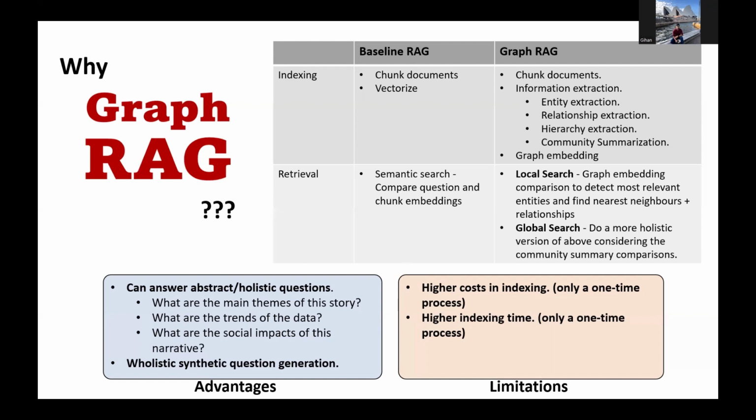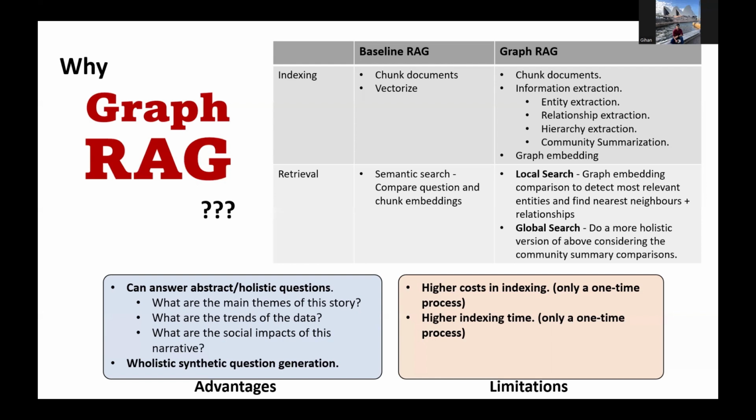Next, talking about the advantages and limitations. With GraphRAG, the main advantage is the global search approach, where we can ask more abstract or holistic questions of this algorithm so that we can get high quality answers. This is not possible with the baseline RAG, because unless the answer is specified in a given chunk, we will not be able to get answers for these kinds of questions.